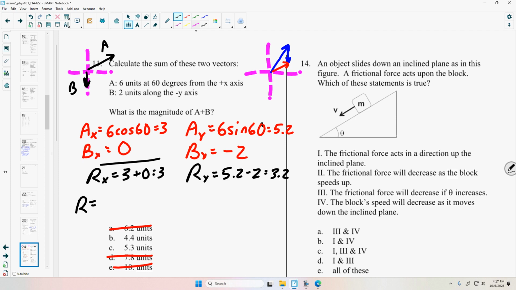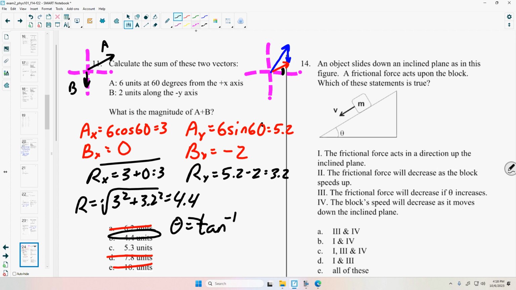In order to find R, that is the magnitude of that vector, I have 3 squared plus 3.2 squared. I get 4.4, which gives me the answer for this one. But then also I want to know the angle, this angle right here. So that angle theta is the y component over the x component. The inverse tan of opposite over adjacent, 3.2 over 3, close to 45 degrees. All right, 47 degrees.